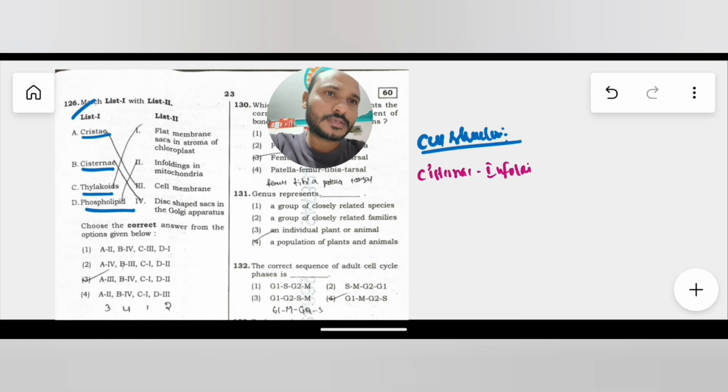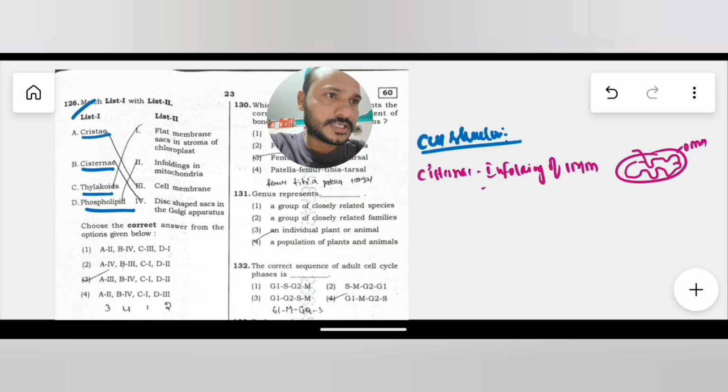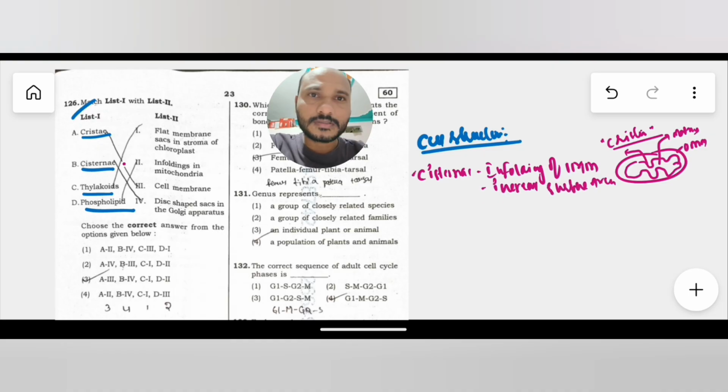Cristae is a part of the infolding of the inner mitochondrial membrane. So it is the mitochondria, outer mitochondrial membrane, and the inner mitochondrial membrane gets some infolded structure like this. So these infolded structures are called cristae. This cristae forms from the inner mitochondrial membrane and is present towards the matrix in mitochondria, and it helps in increasing surface area. So thylakoids: flat membrane sacs in the stroma of chloroplast, no infolding in mitochondria.